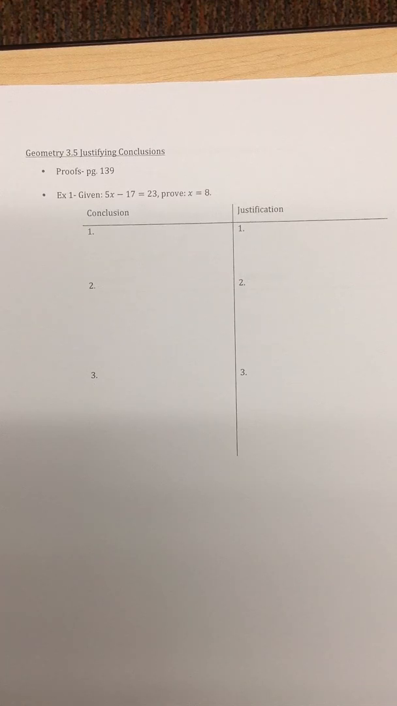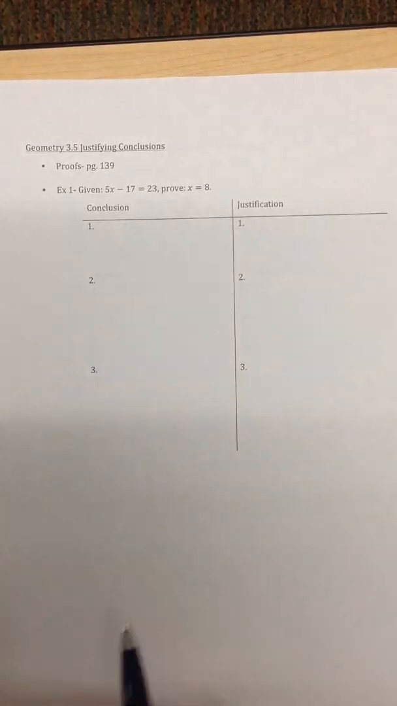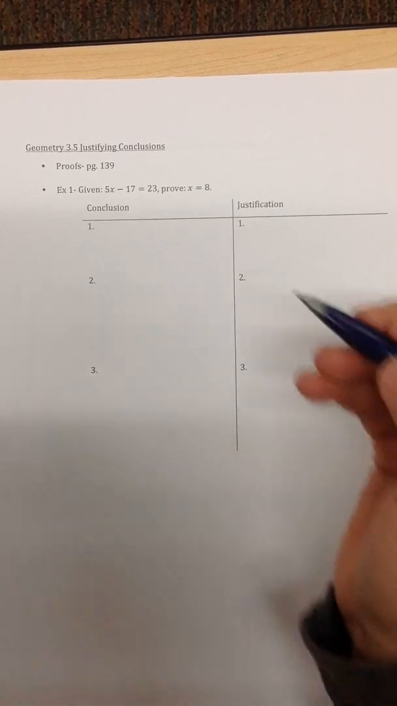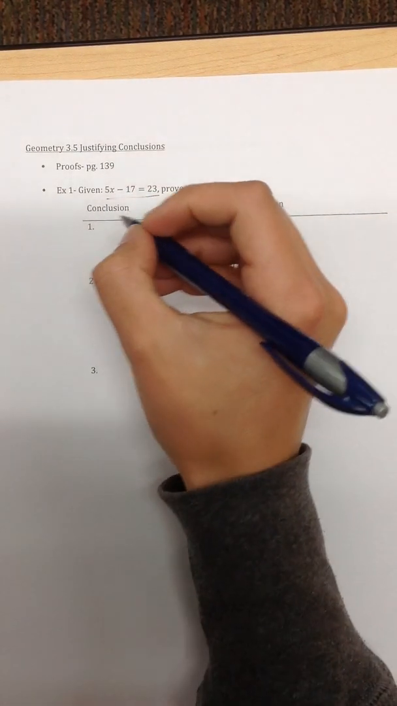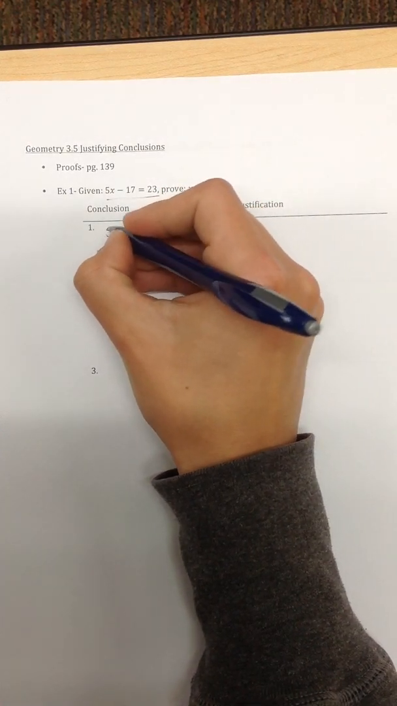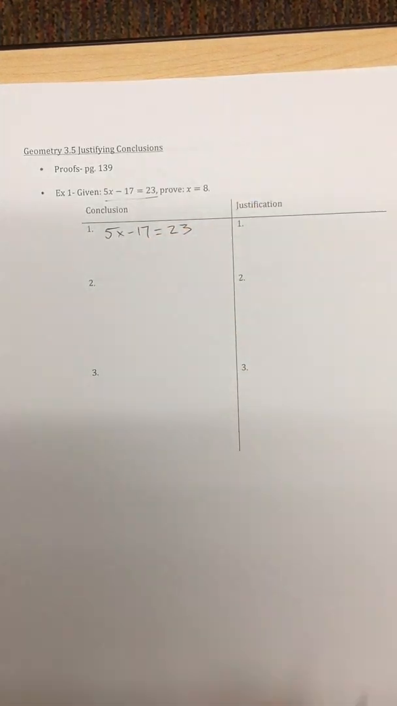next. Okay? So looking at this first one here, example 1 says that we're given the equation 5x minus 17 is equal to 32, and we're trying to prove that x is equal to 8. Okay, so when we set these up here, the first thing that we're going to put on our conclusion side is always what we're given. So here our given is 5x minus 17 is equal to 23. So we're going to put that here, 5x minus 17 is equal to 23.